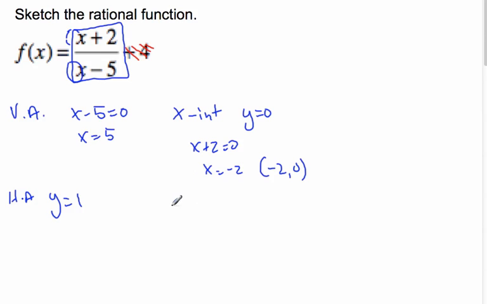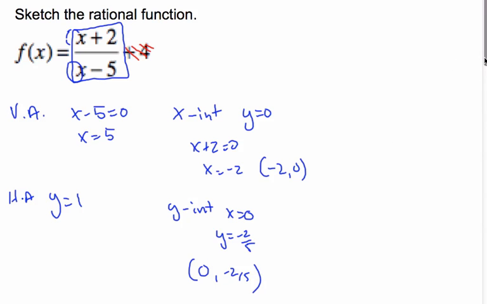And then finally, my y-intercept. I let x be 0. Plug it in, I get negative 2 fifths. y equals negative 2 over 5. And so I have (0, -2/5).